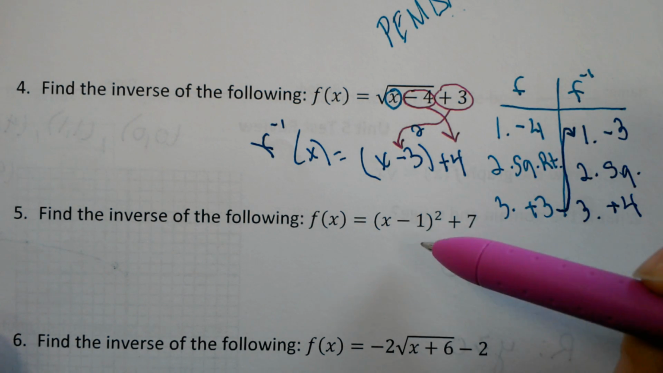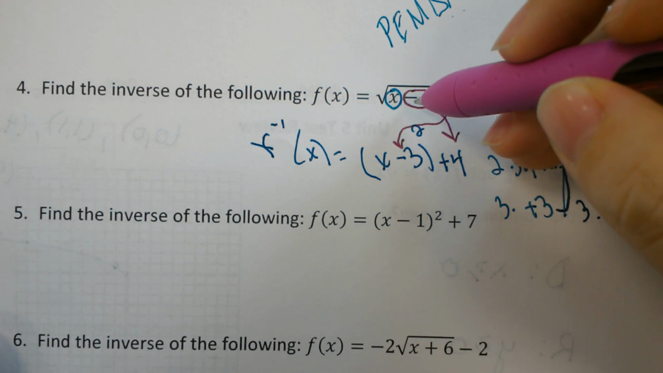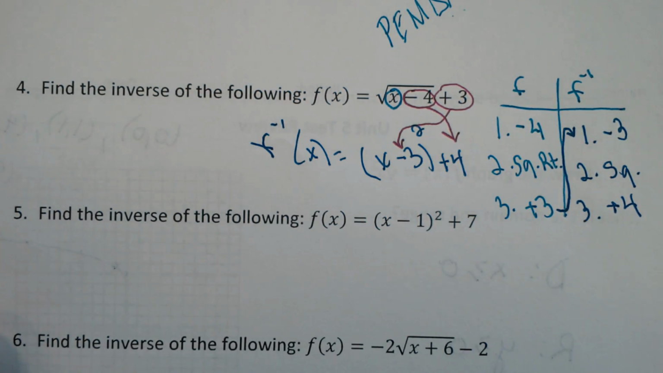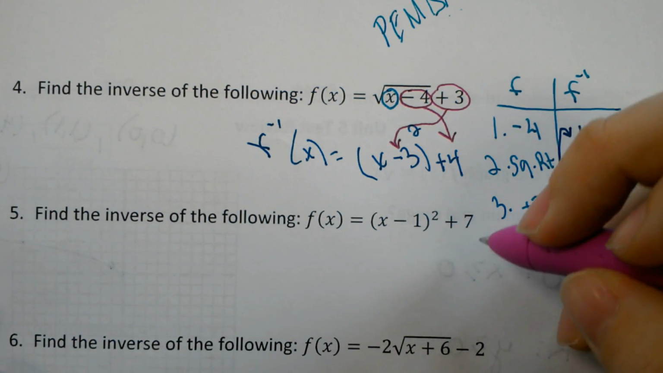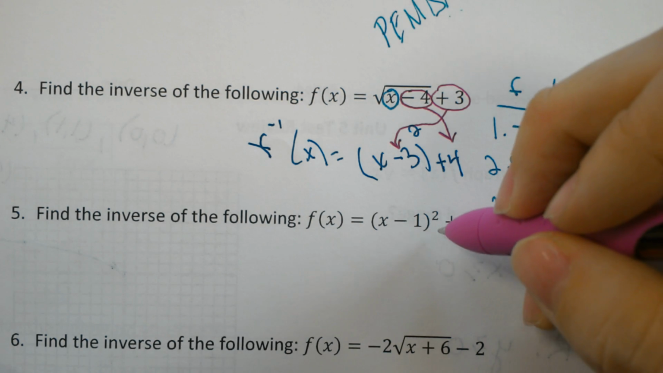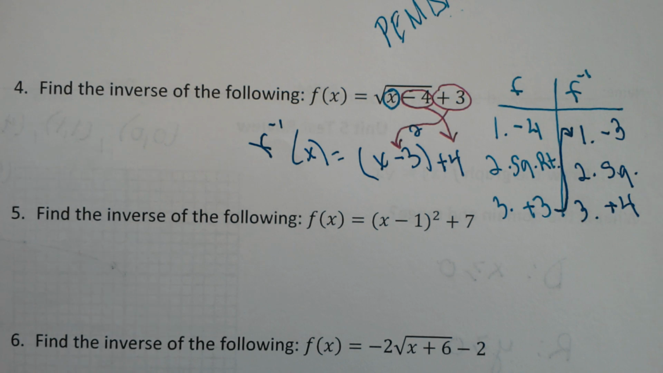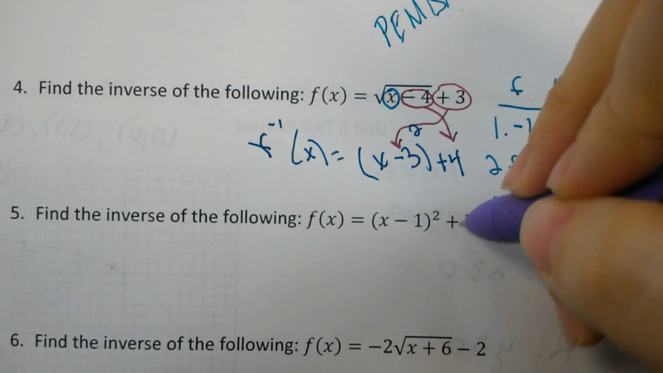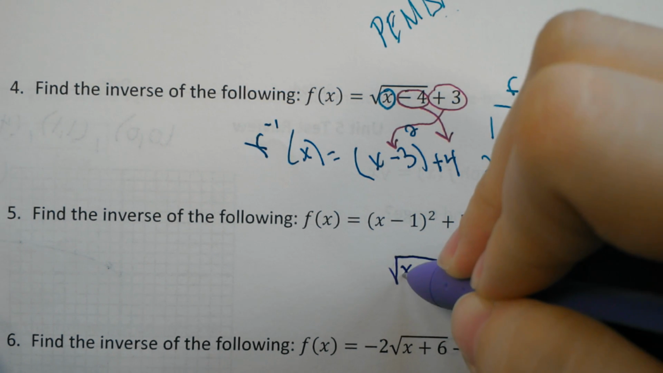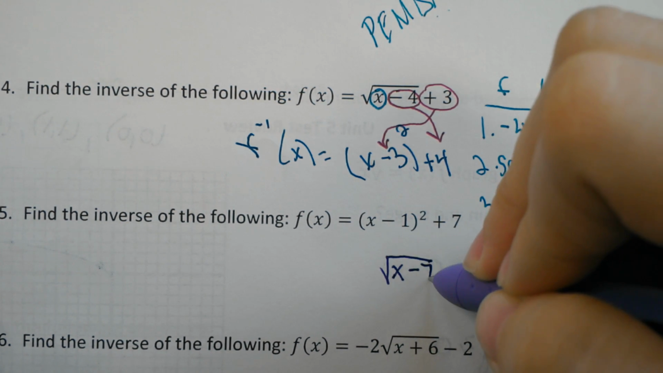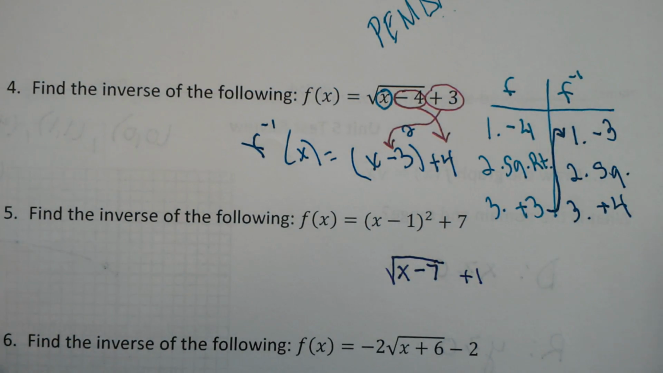So looking at number 4, I'm going to try to just write out the equation for number 5. On the inside is negative 1, so the outside should be plus 1, and the outside here is plus 7, so the inside of the inverse should be minus 7. And the opposite of square is square root, so it should be x minus 7 plus 1.